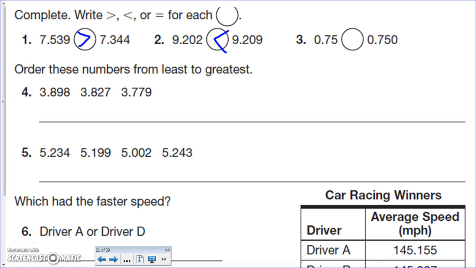For 3, we have 75 hundredths and 750 thousandths. Now we know that the 0 on the end of 750 thousandths is not holding any value, so we're just going to cross it off. Now when we look at the two numbers, we can tell they're equal.